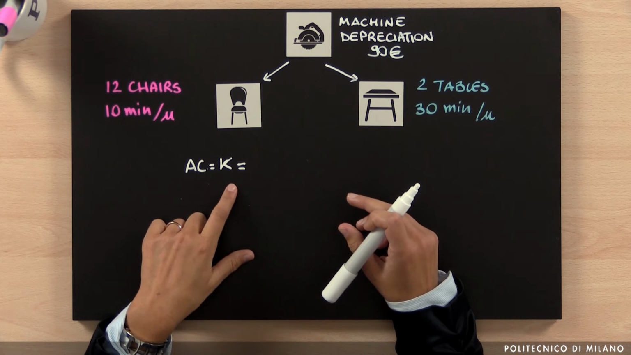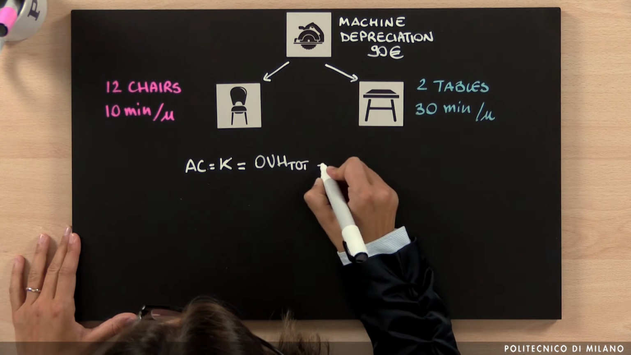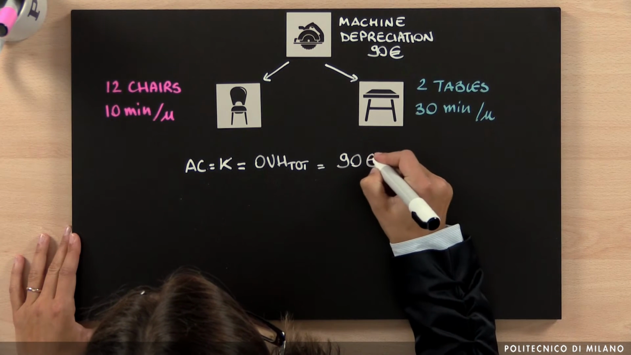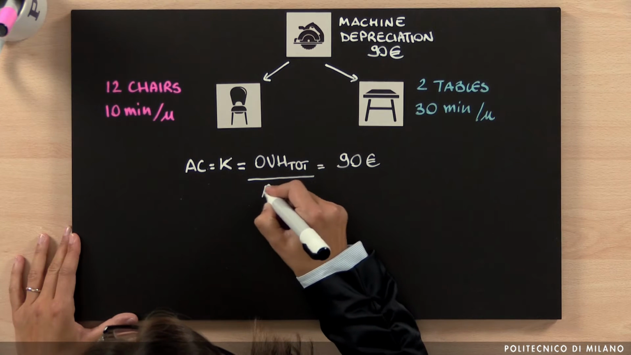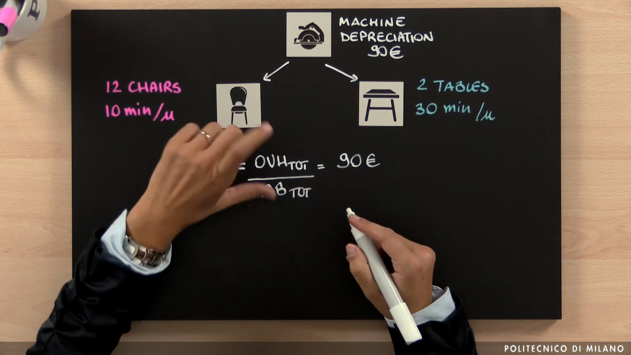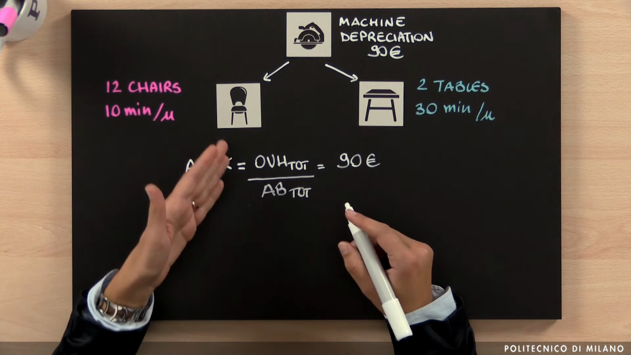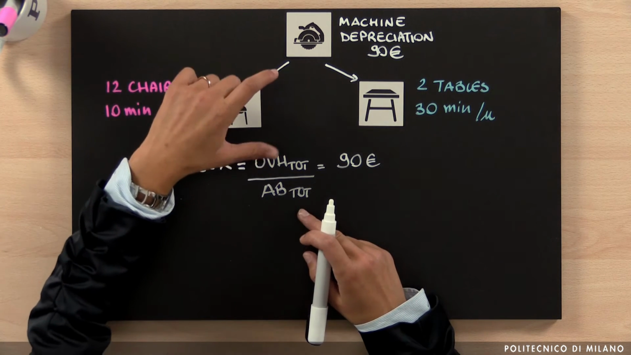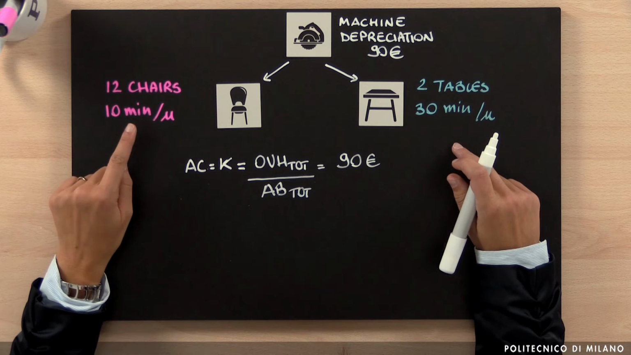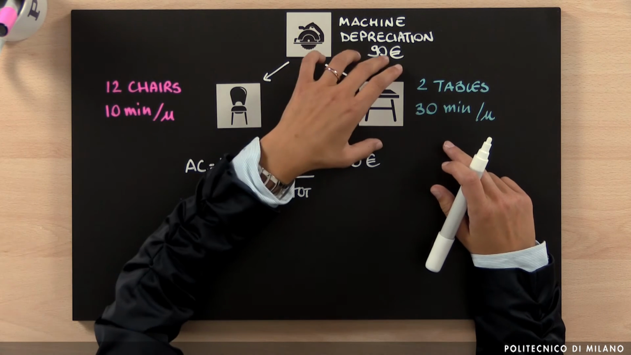The formula to calculate K equals the total value of the overhead that we want to assign, that in this case is 90 euro, the value of our machine depreciation, divided by the total allocation basis, where this allocation basis is exactly the proxy that explains the relationship between the usage of the machine and the output that is realized. In this specific example, which is the quantity that explains the relationship between the usage of the machine and the final output, we can see from the data that we can use the production time in order to explain the percentage of absorption of our machine by the two different products.